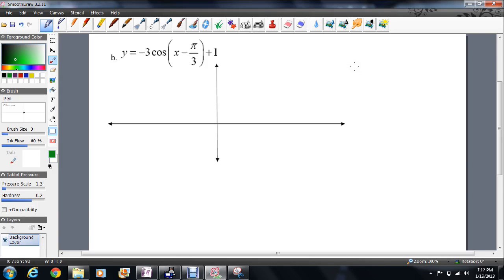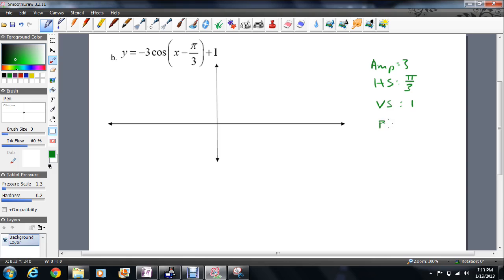So first things first, I want to identify a few things. The amplitude is +3. Remember, the amplitude is always positive. Our horizontal shift in this case is going to be positive pi over 3. Remember, inside the parentheses changes the sign. Vertical shift is going to be +1.